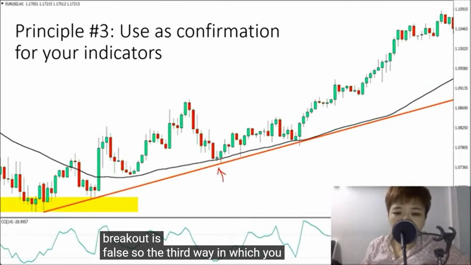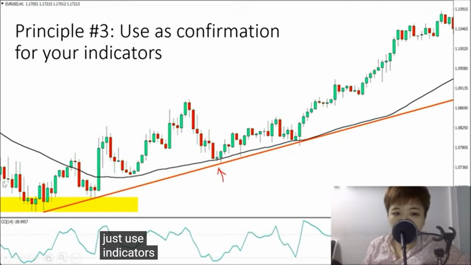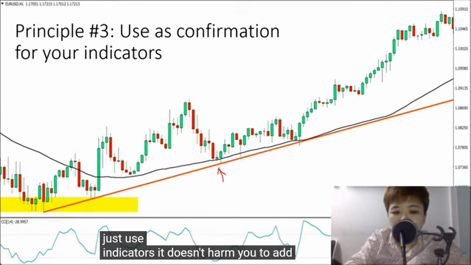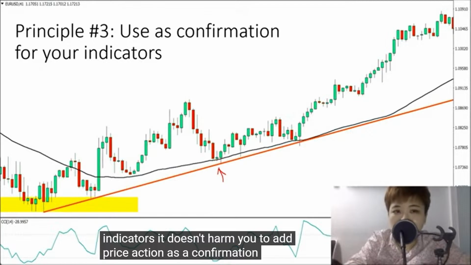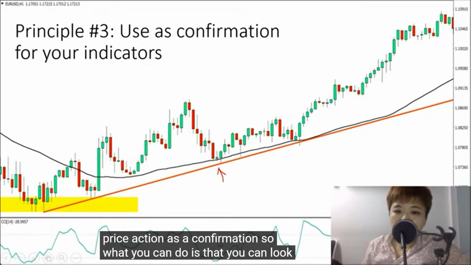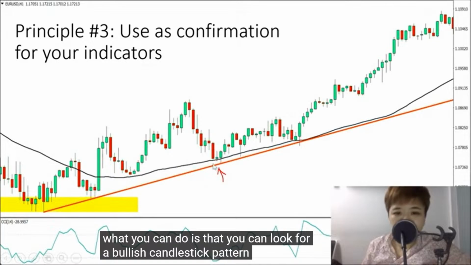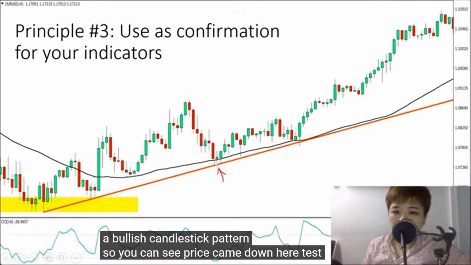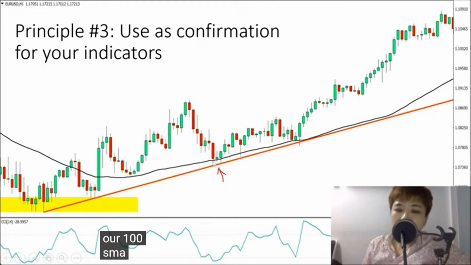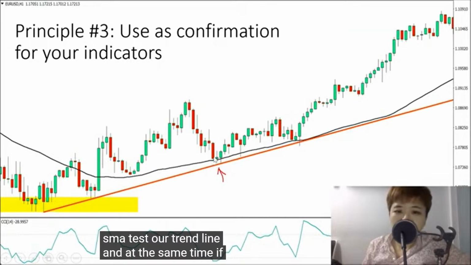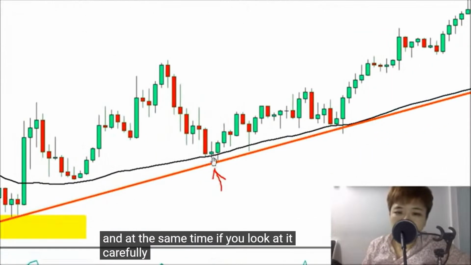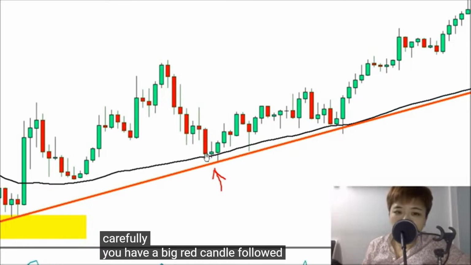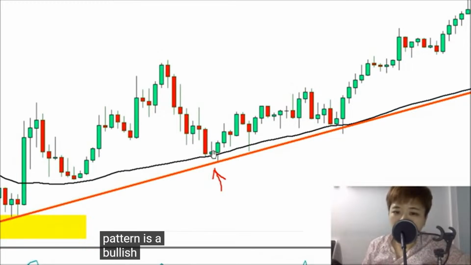So the third way in which you can use price action. If you're somebody who just use indicators, it doesn't harm you to add price action as a confirmation. So what you can do is that you can look for a bullish candlestick pattern. So you can see price came down here, test our 100 SMA, test our trend line, and at the same time, if you look at it carefully, you have a big red candle followed by small green candle, and this two candlestick pattern is a bullish signal.